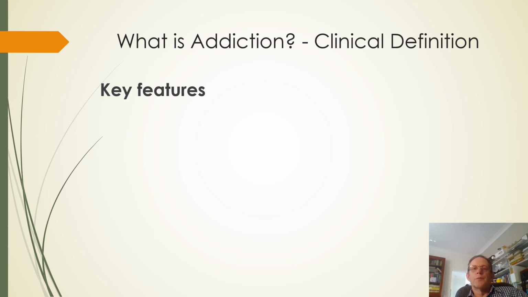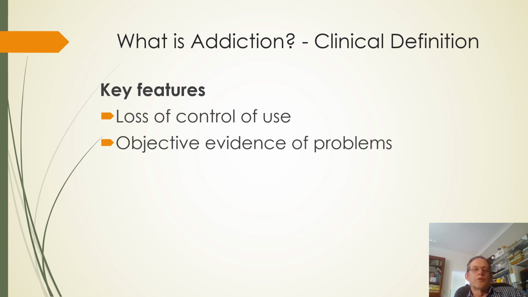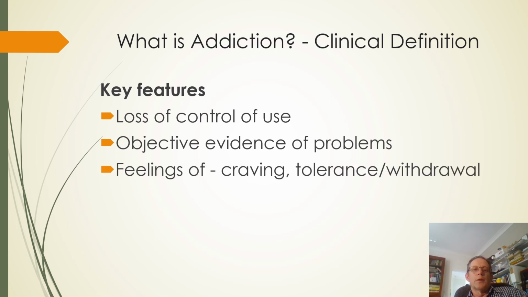Firstly, what is addiction? I'll start with a clinical definition, which is really a description of signs and symptoms. This list has been prepared by an international group, and it's called DSM-5. These 11 criteria can be grouped into 3 main headings. These are loss of control, objective evidence of problems related to use, and feelings related to use, that is craving, tolerance and withdrawal.